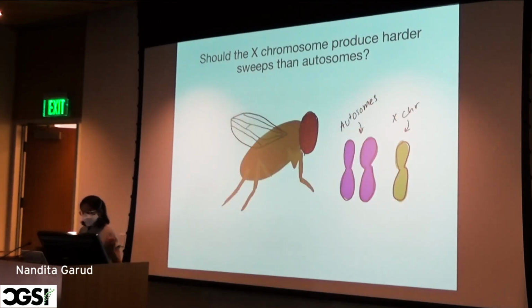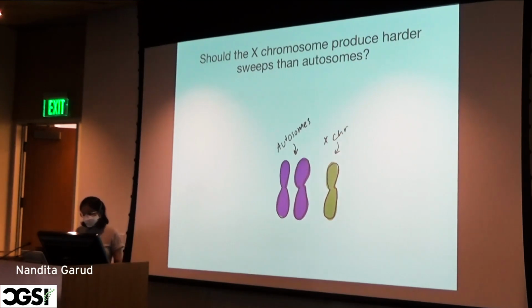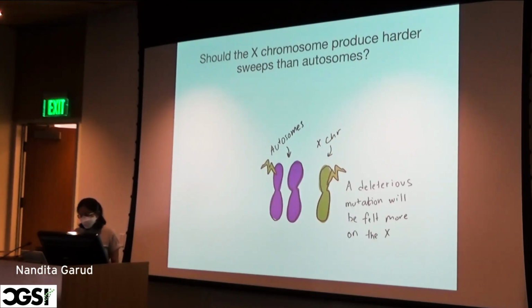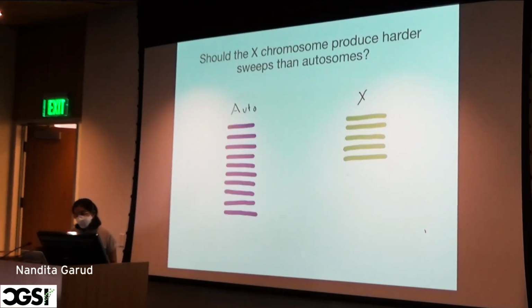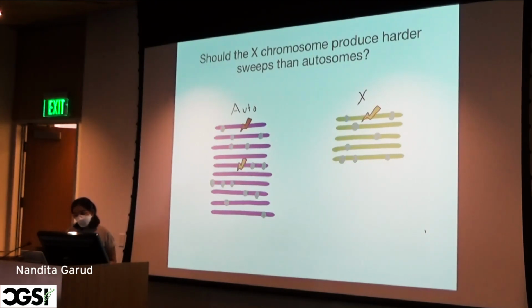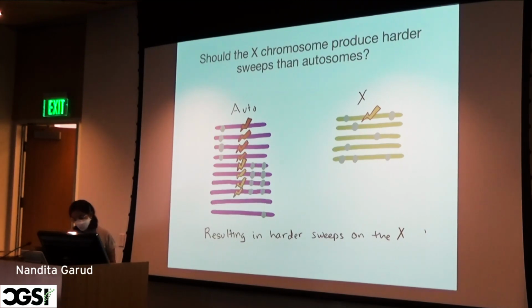So if I may take a moment, I drew a cartoon to illustrate this. So you have the autosomes and the X. A deleterious mutation will be felt more on the X. That, combined with the lower NE, should result in less standing variation at the onset of selection. And so you have resulting in harder sweeps on the X.